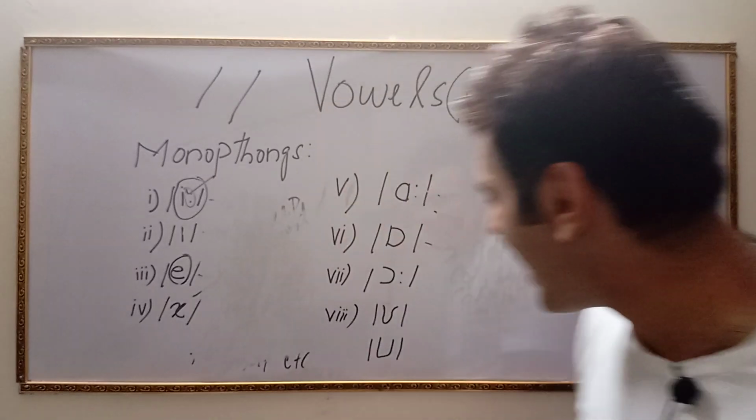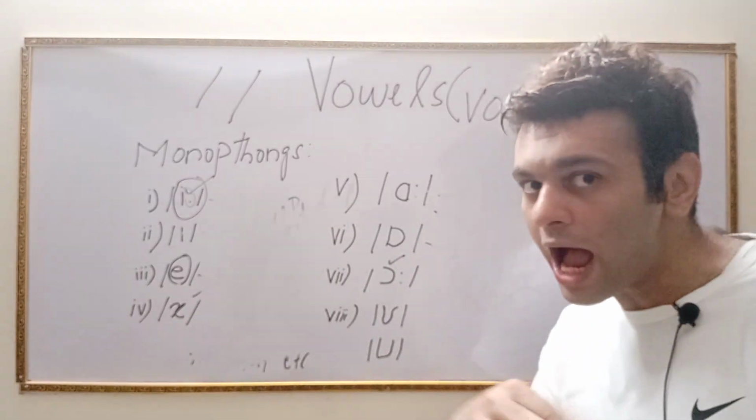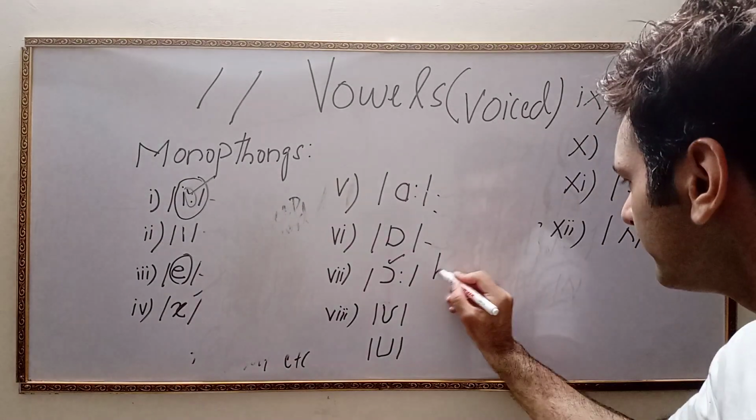Let's move towards the next. This one is the long vowel again. And how do we pronounce it? Like ah, like this.